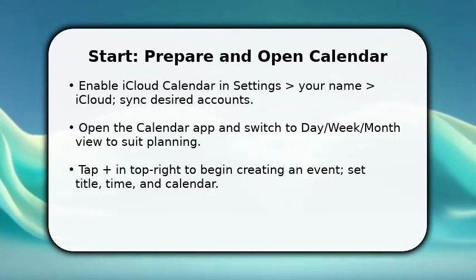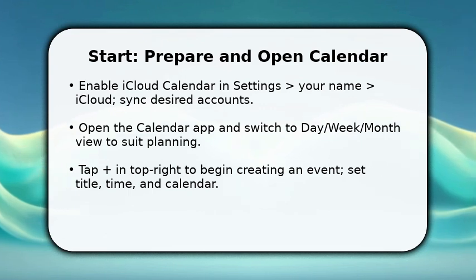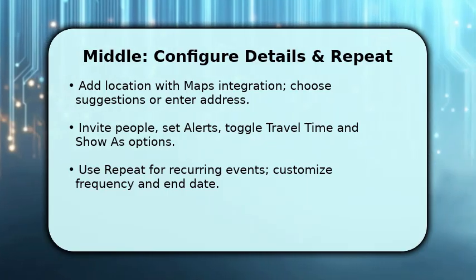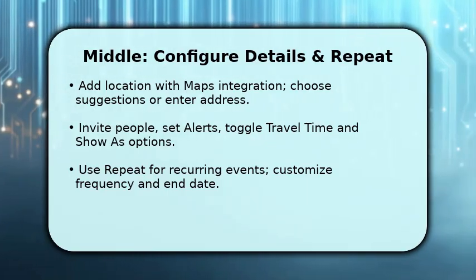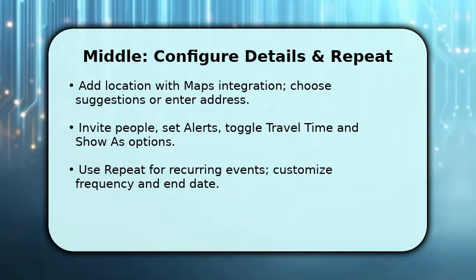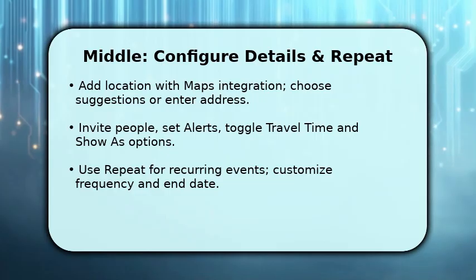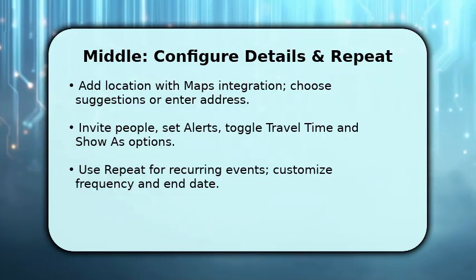Next, you'll refine invites, alerts, and locations. Now you add meaningful details to make events actionable. Add a location so calendar links to maps and shows travel time. This helps you leave on schedule. Invite participants by entering emails or contacts. They'll receive an invite and RSVP.